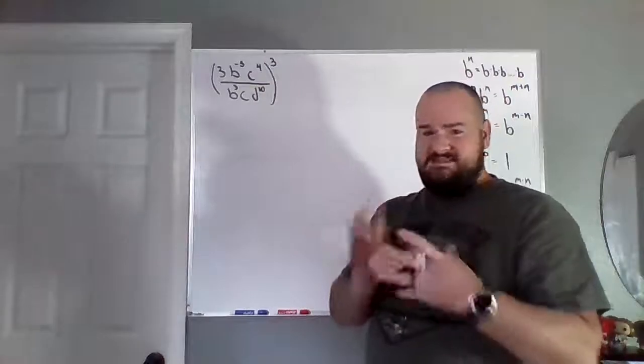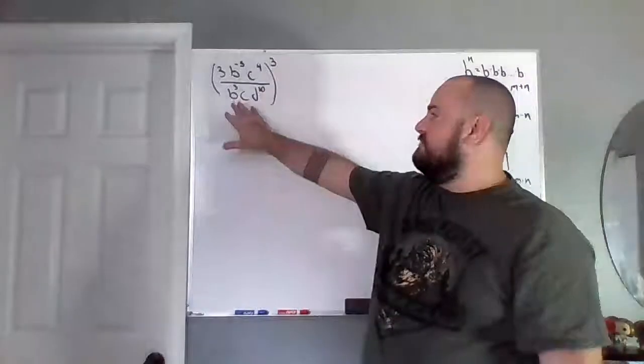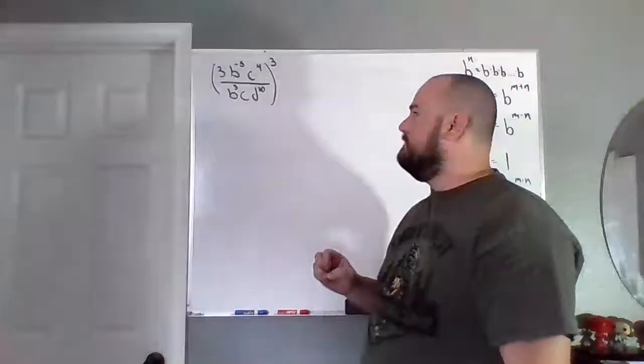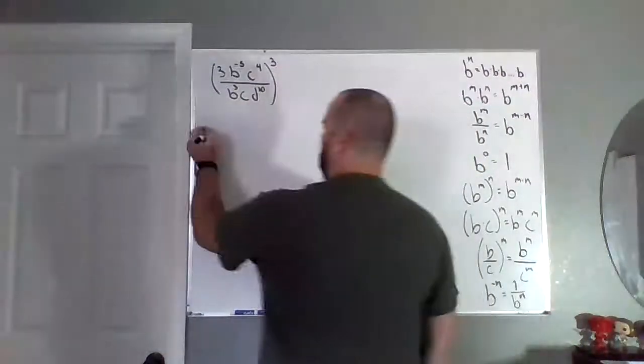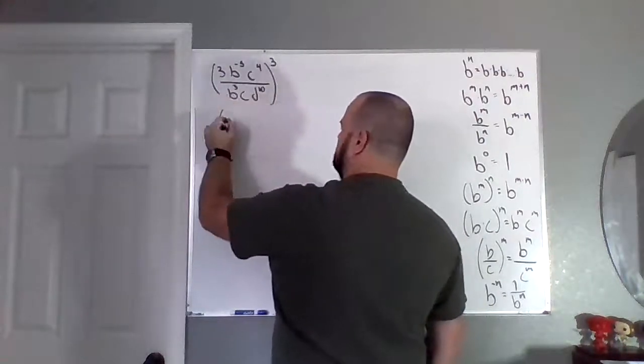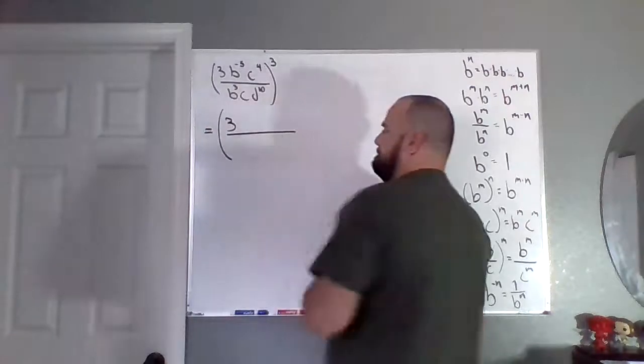But that's a lot of messy stuff and a lot of things going on. So what I want to do is focus on just the inside and simplify that as much as possible. So the first thing I got, if I'm looking at this, I have a 3. There's no other 3. There's no other numbers. So that's just going to stay as is.